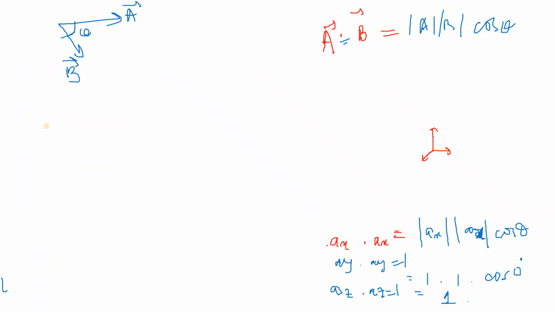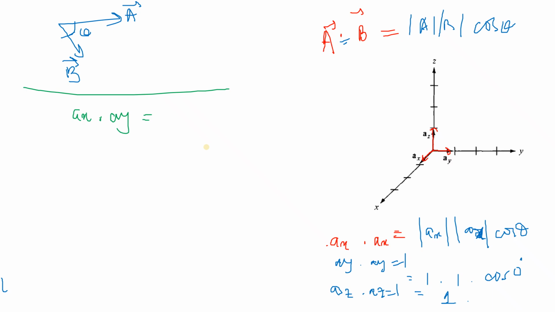Now suppose I perform the other way around, unit vector x dot unit vector y. What will you get? This will also be a scalar. Then what will you get? Yes, 0. So the dot product between unit vector x and y will be 0.